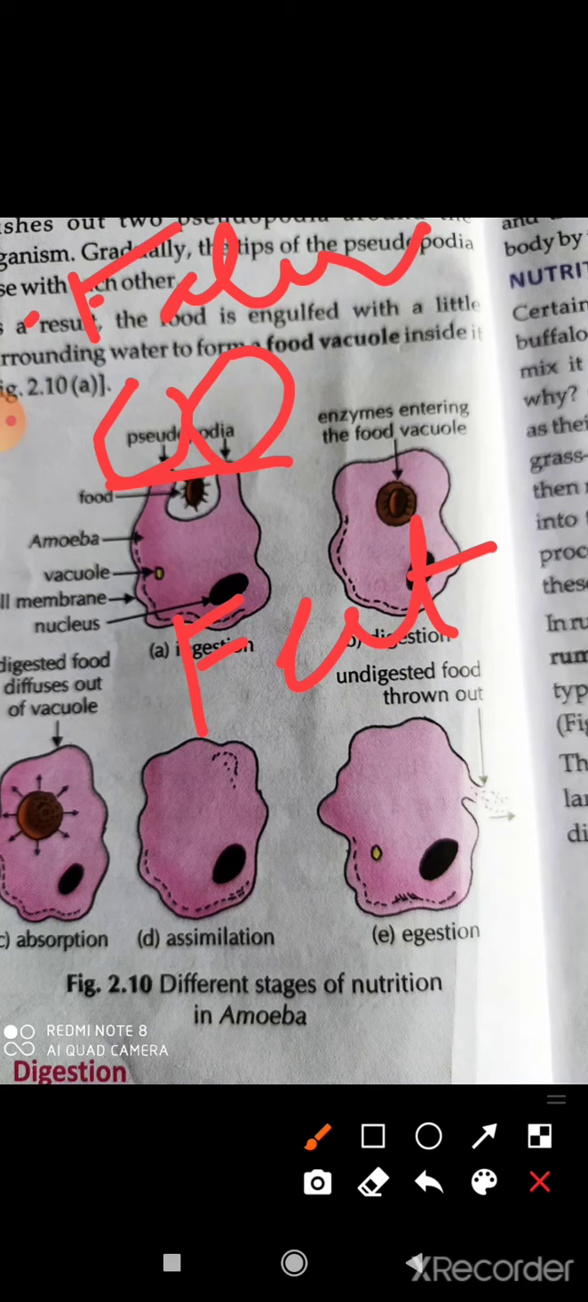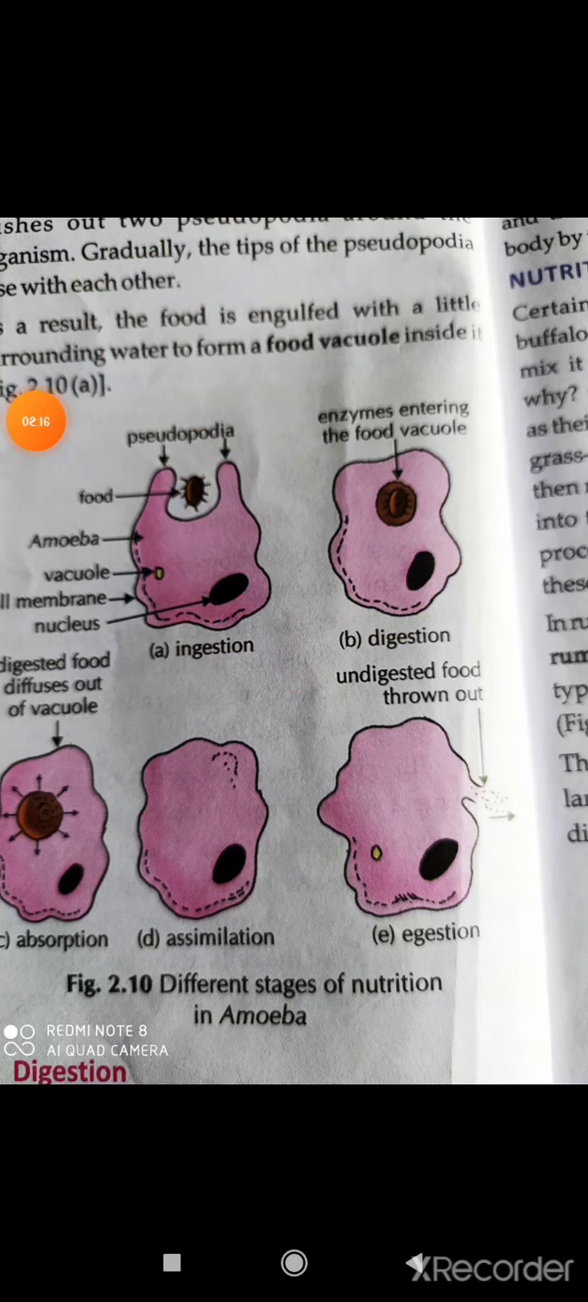Okay, so pseudopodia is used for the movement of the amoeba, means amoeba moves with it, and it is also used for the locomotion of the amoeba. Okay, so the ingestion takes place in the amoeba by the pseudopodia, and it just lives in the ditches, I have told you, and it just forms a pseudopodia.